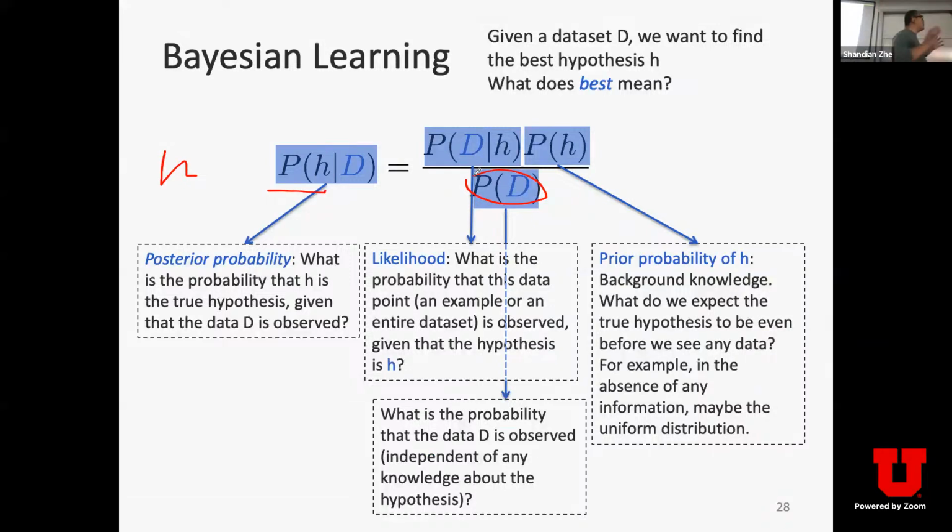Okay, any questions so far regarding our Bayesian learning foundation for hypothesis searching? Everyone feels comfortable? Great.